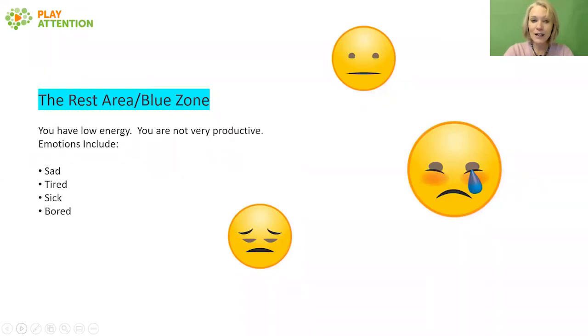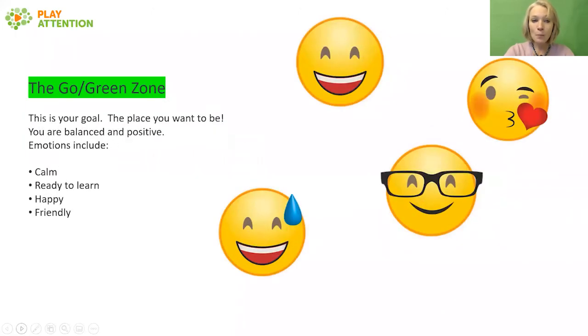So the rest area is the blue zone. This is where you have low energy, you're not very productive. And the emotions, notice here that we are labeling our emotions. The emotions are sad, tired, sick, bored. The green zone, this is where you want to be. This is the good zone, right? This is where you are balanced and you're positive.